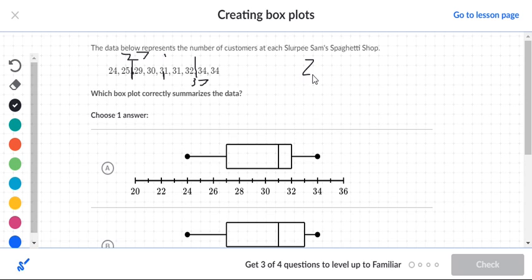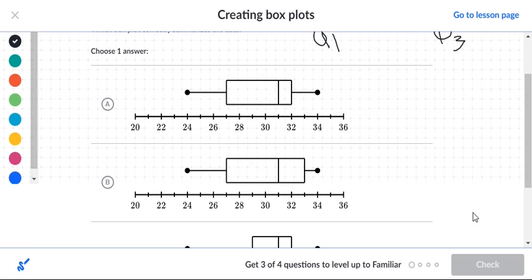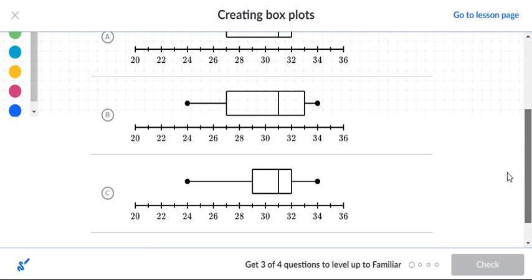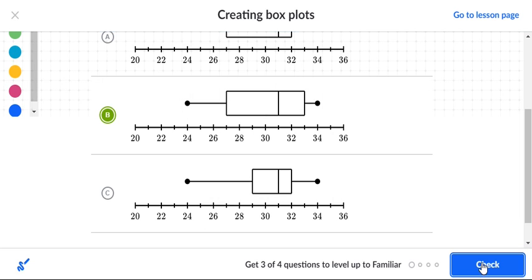So we wanted to touch 27 for quartile 1, and we want 33 for quartile 3. Here we have 27, but we have 32, so that one is out. Here, this is 33 because that's between 32 and 34. This is at 27, so it looks like B. This is no good because that's at 32 and that's at 29. So B is our best choice.